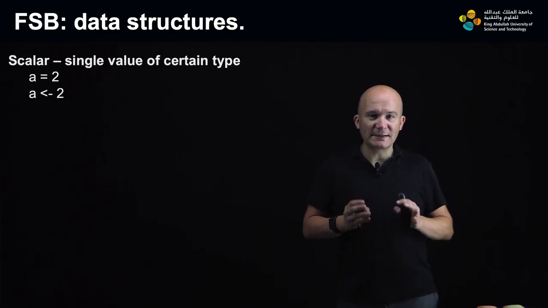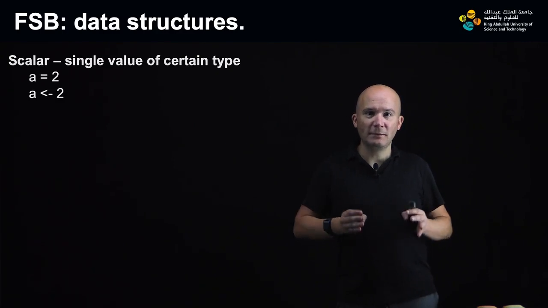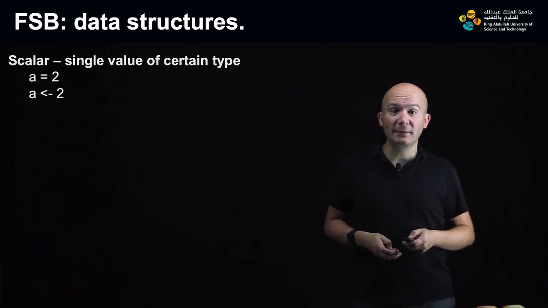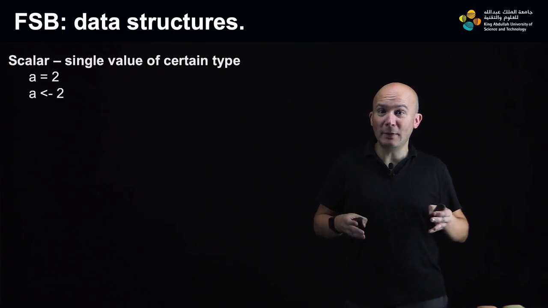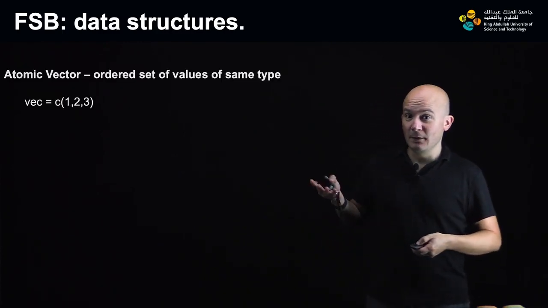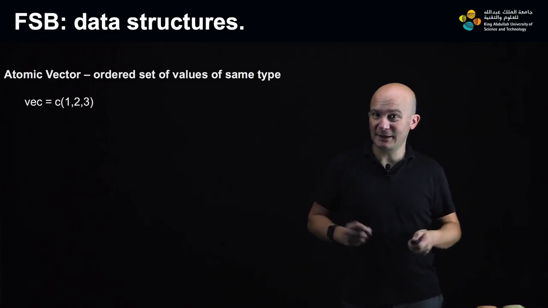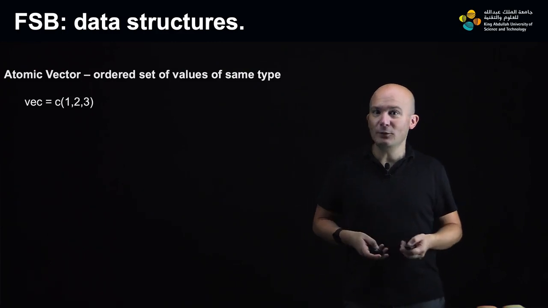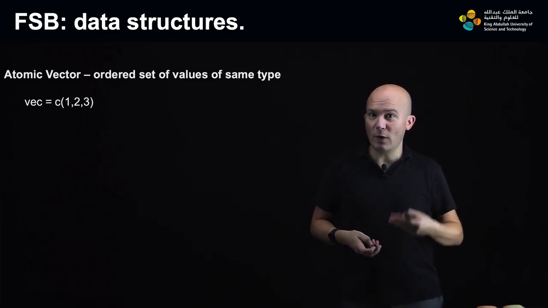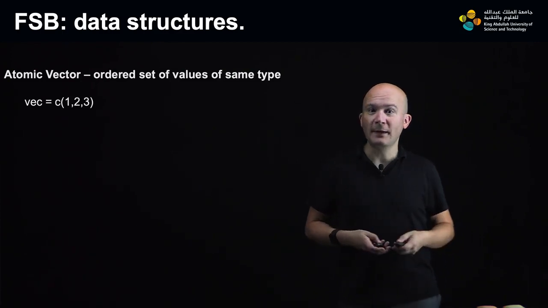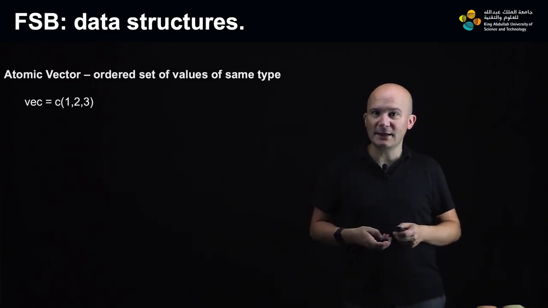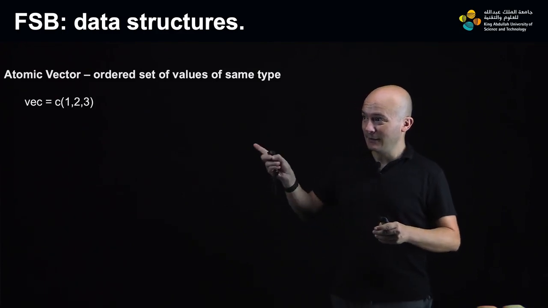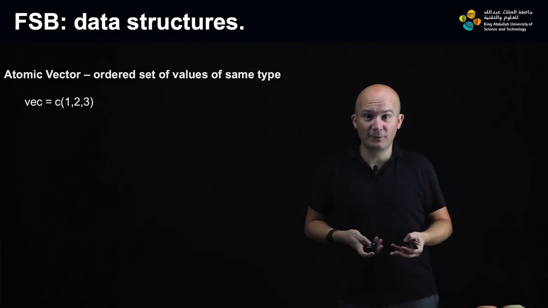However, using scalars, we can construct more complex data types. For instance, we can generate vectors by concatenating values of the same type. And again, we will need to learn the syntax. In this example, we observe that we are generating a new variable named vec, which is a concatenation of 3 values, 1, 2, and 3. The letter C here stands for combine or concatenate, and in reality, this letter C is a function.